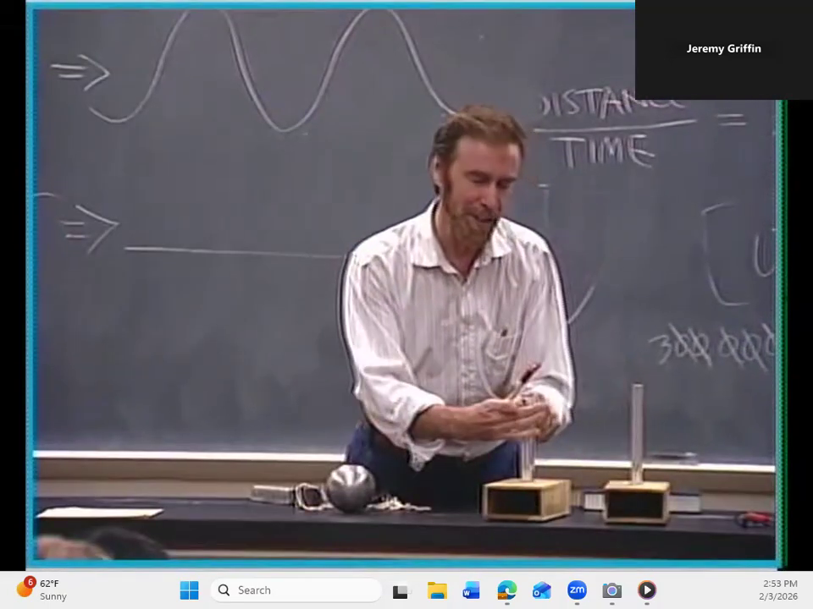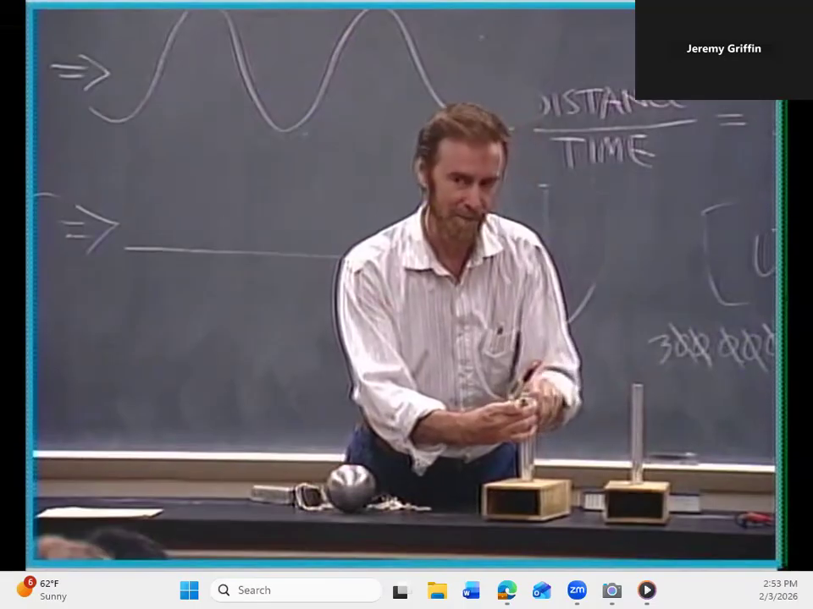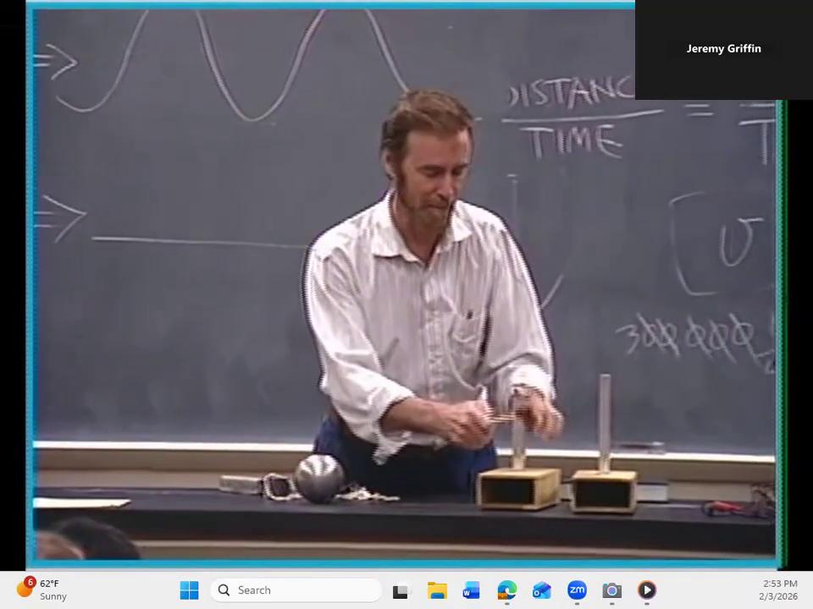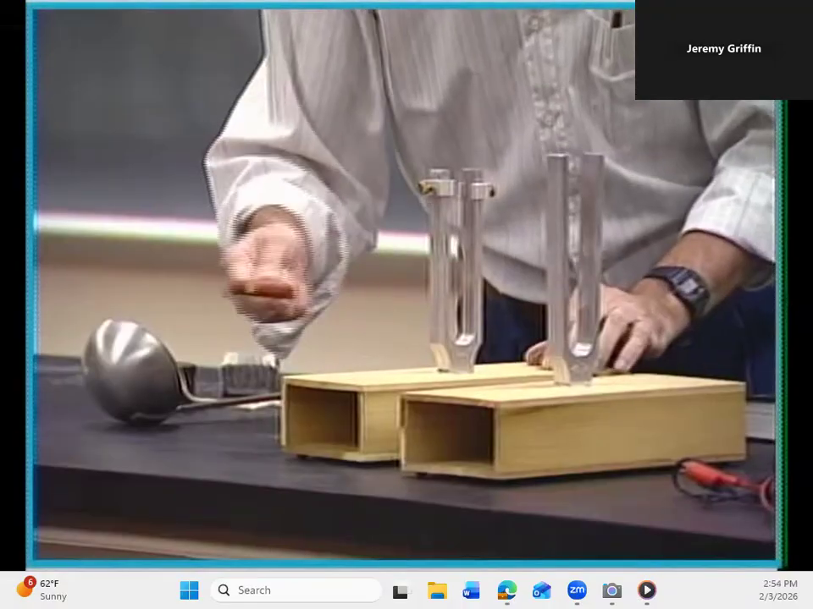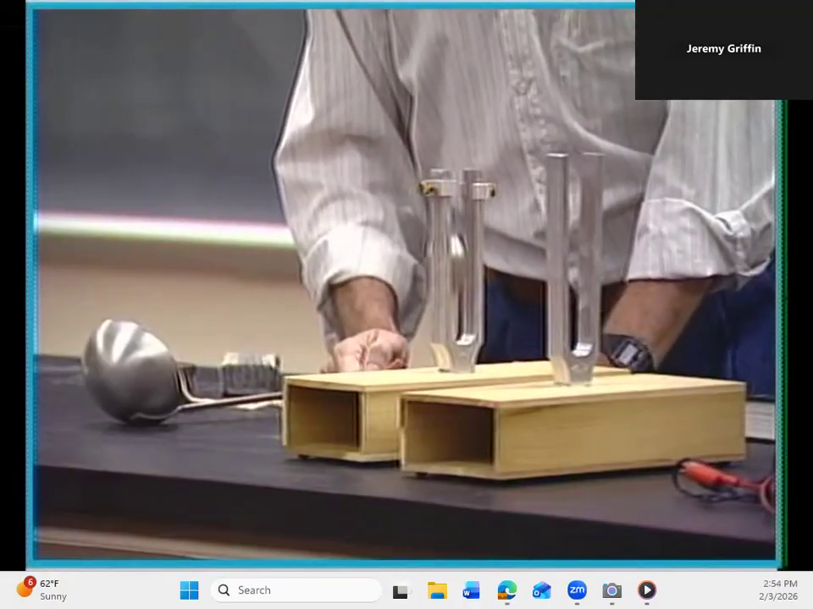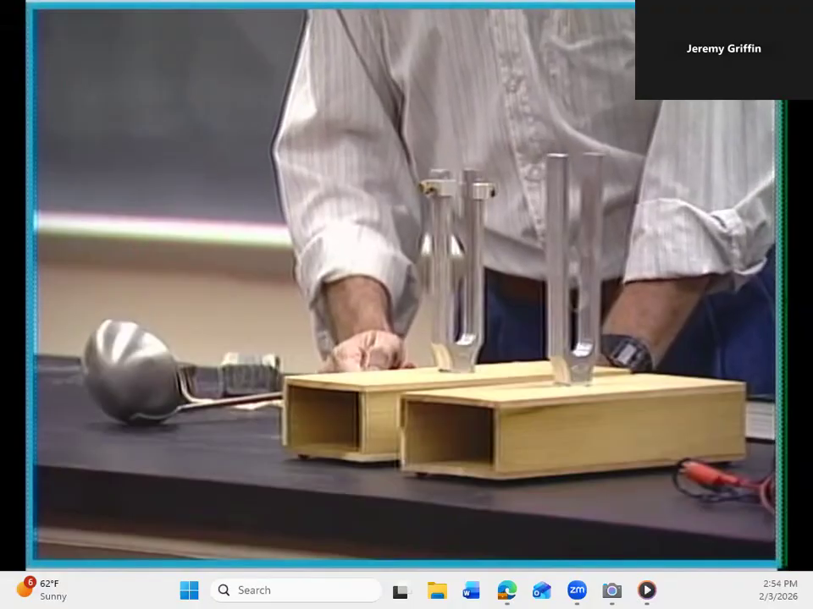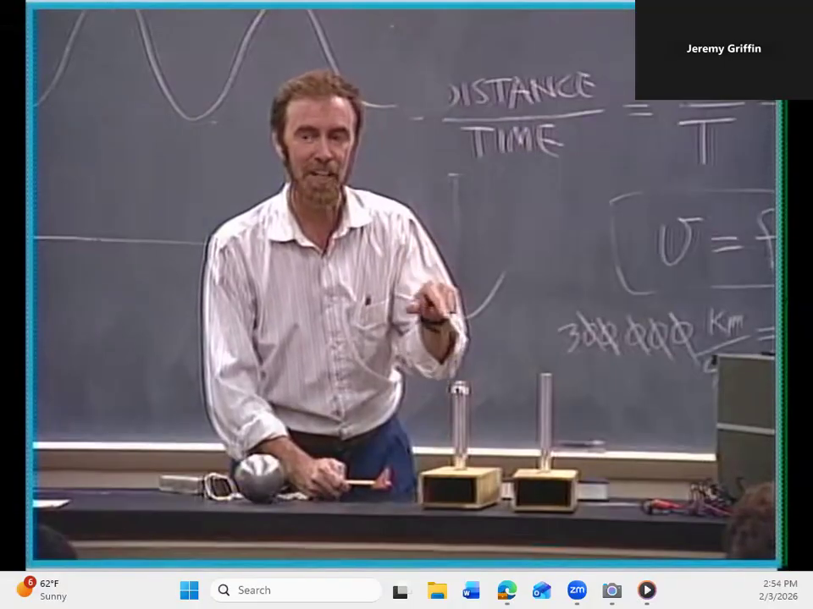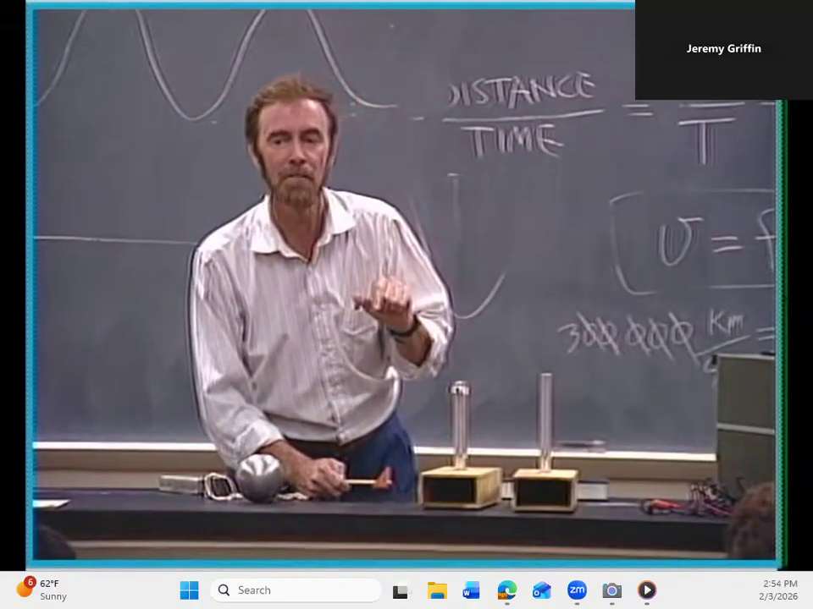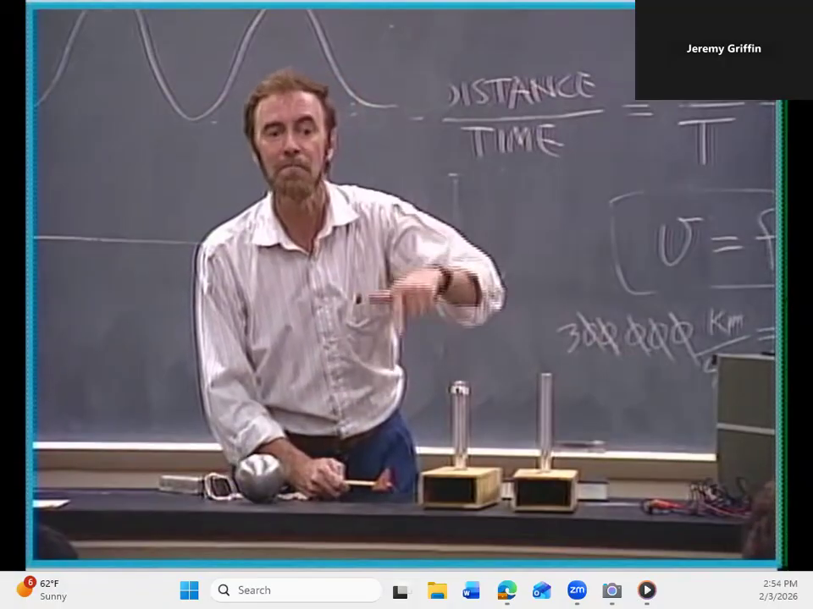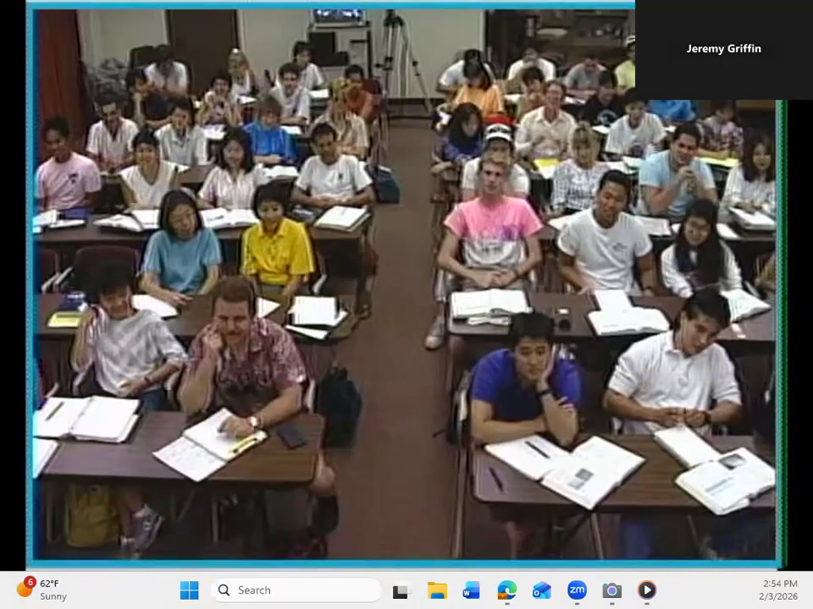Let me get these things so they're a little bit different in frequency, and strike them both at the same time. Can you hear the throbbing? That is the result of interference, and the phenomenon is called beats.